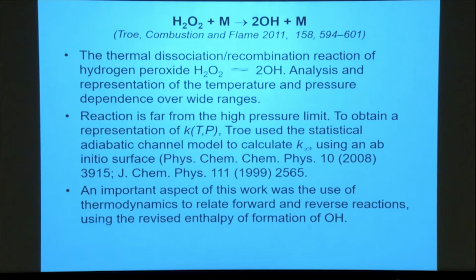Okay, so here we've got a thermal dissociation reaction. This is the reaction which becomes important at high temperatures and pressures because it's giving us back reactive radicals, 2OHs. The reaction is far from the high pressure limit. And so this was again modeled by Jürgen Troe in this case, and thermodynamics was used to relate the forward and reverse reactions using an updated enthalpy of formation for OH. I think that probably comes from Active Thermochemical Tables. So there could be uncertainties in this reaction.